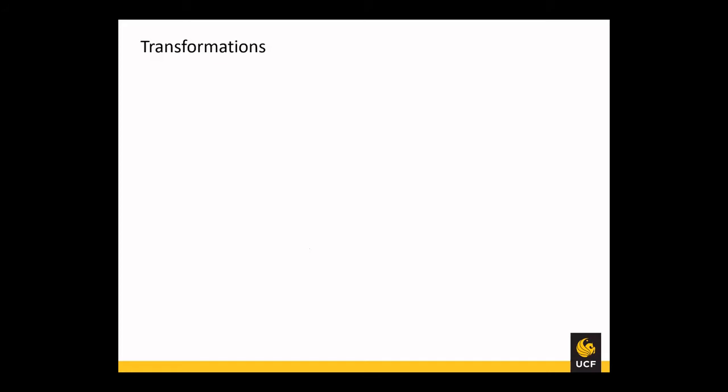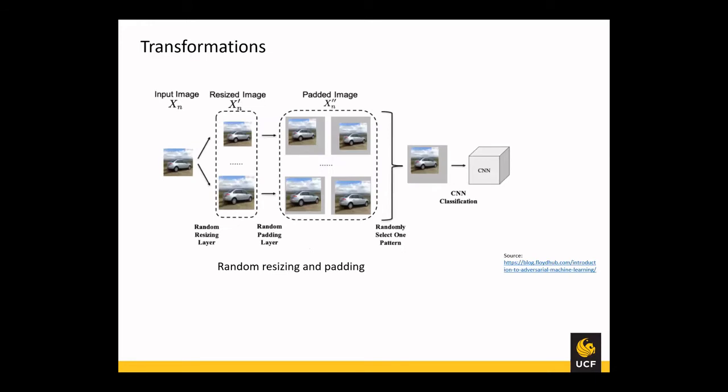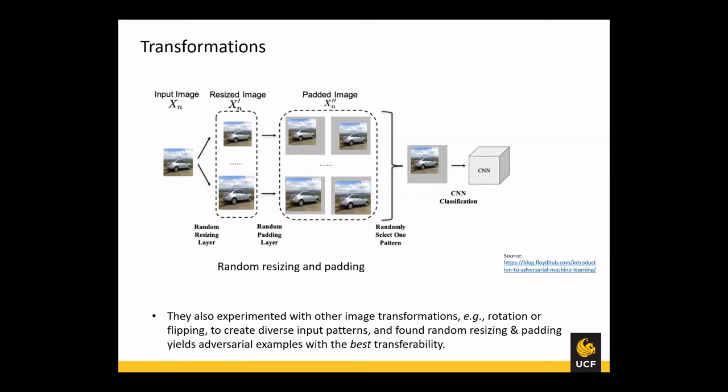Their work is inspired by the data augmentation strategy, which is the effective way to prevent networks from overfitting by applying a set of label-preserving transformations. So at each iteration, they apply random resizing and random padding to the input images with probability and maximize the loss function with respect to this transformed input. They also tried other transformations like rotation, flipping, to create diverse input patterns, and they found random resizing and padding to be the best option to increase transferability.